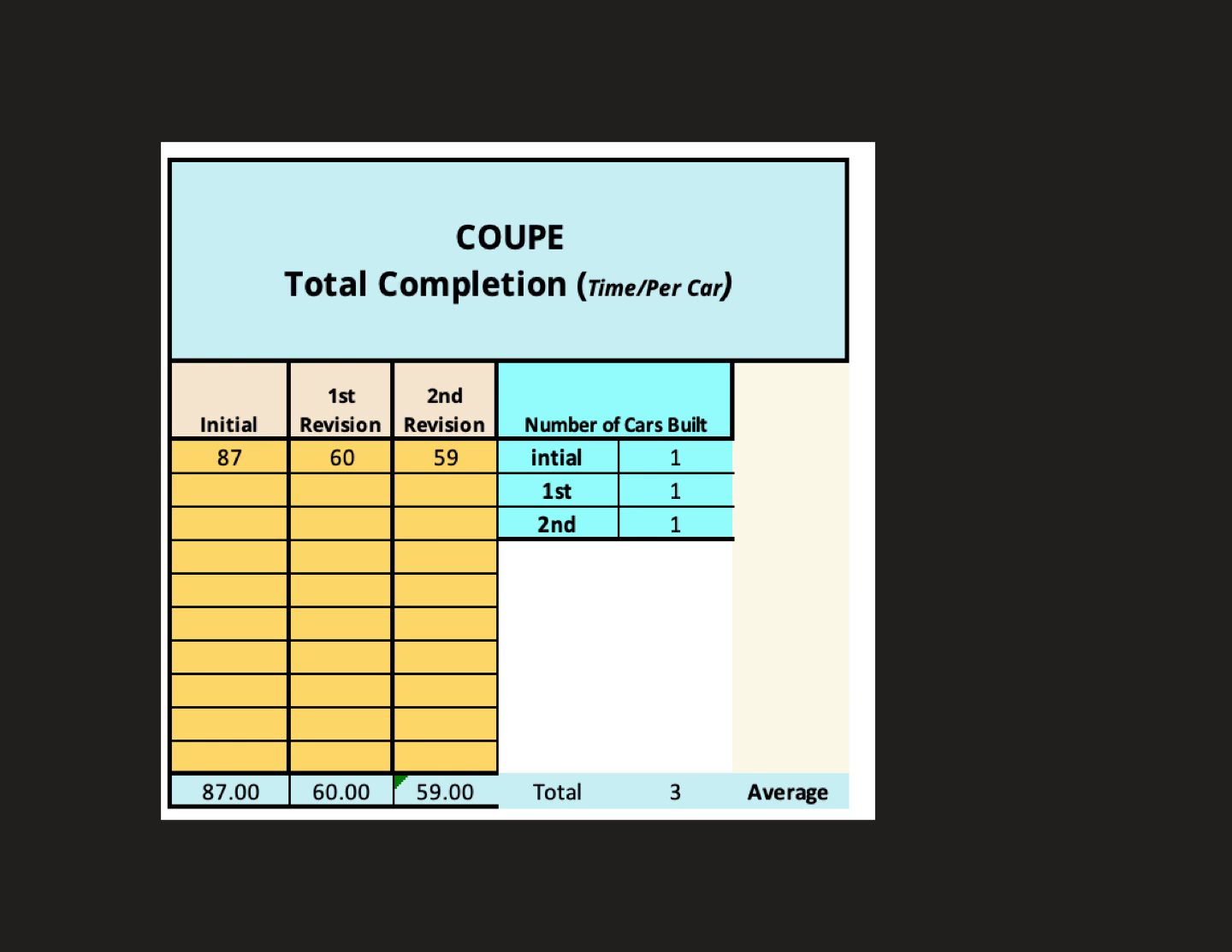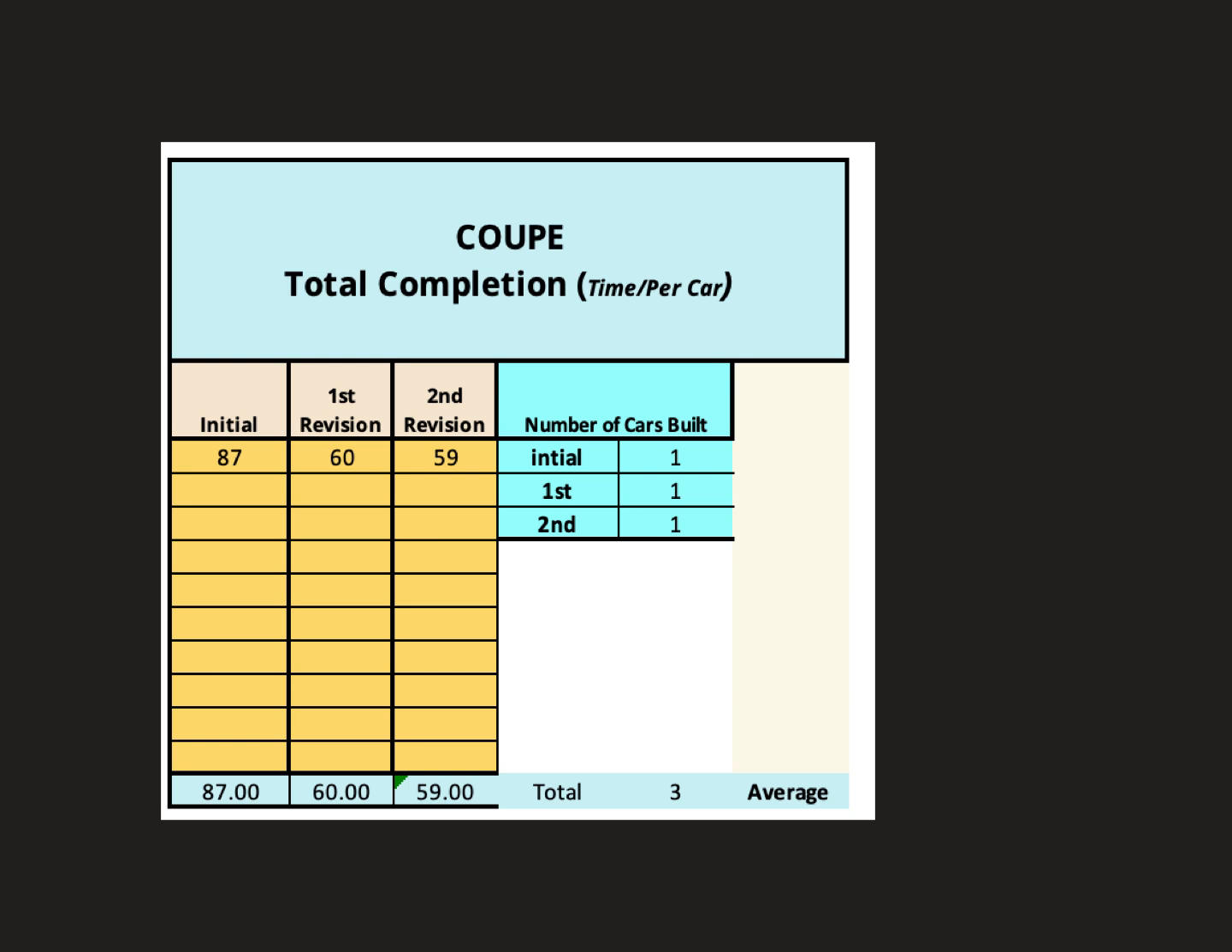And if the rest of this were filled in, that would give them the amount of time it took to build each additional car. And then there's another average that shows the amount of average time it took them to build each coupe in the initial simulation. And there's also a column, of course, that represents the average time it took them to build each car in their first revision, and the average amount of time it took them to build each car in the second revision.